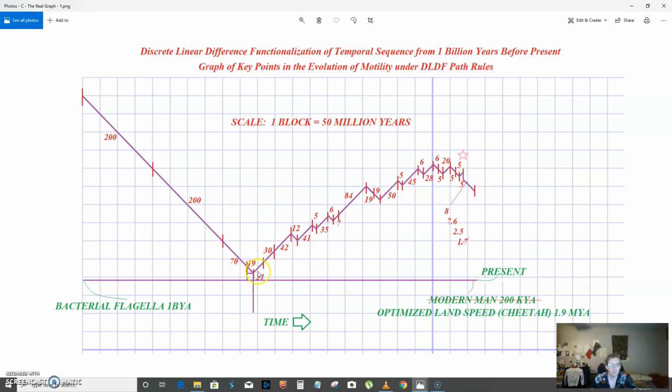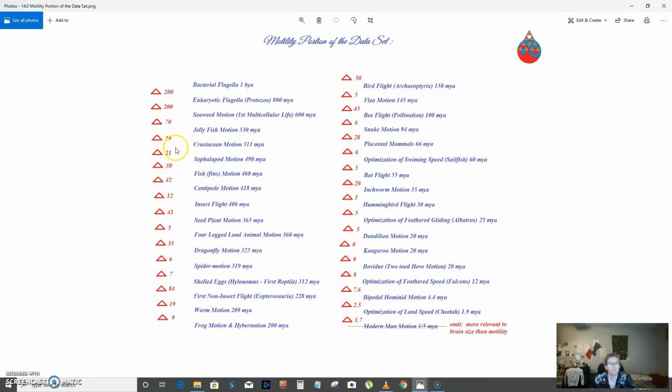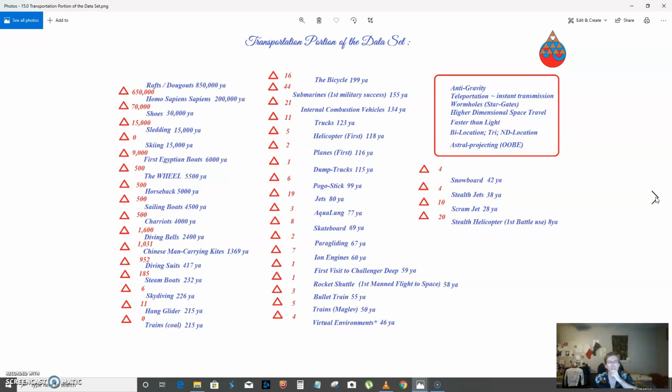Things have been going up ever since around 1921. Hold on. 19, yeah, so 70 is bigger than 19, and then 19 is smaller than 21, so we go up from crustaceans to cephalopods motion. And this is not an exhaustive list, but this is an attempt. Again, this is just to show you that it's possible to do something like this.